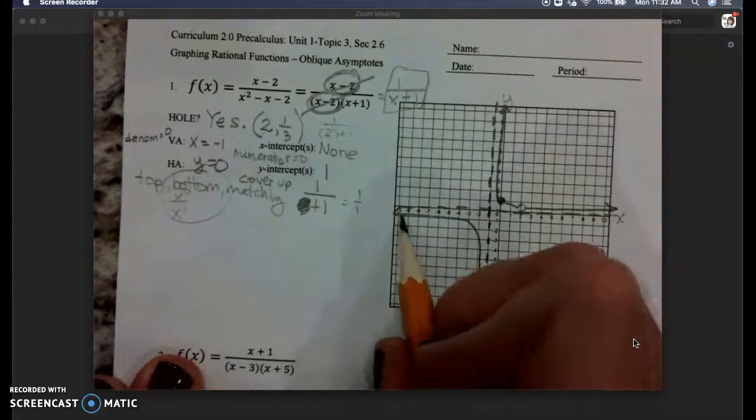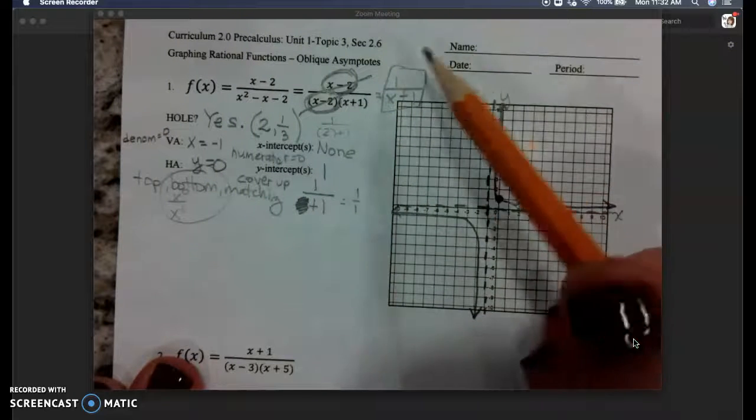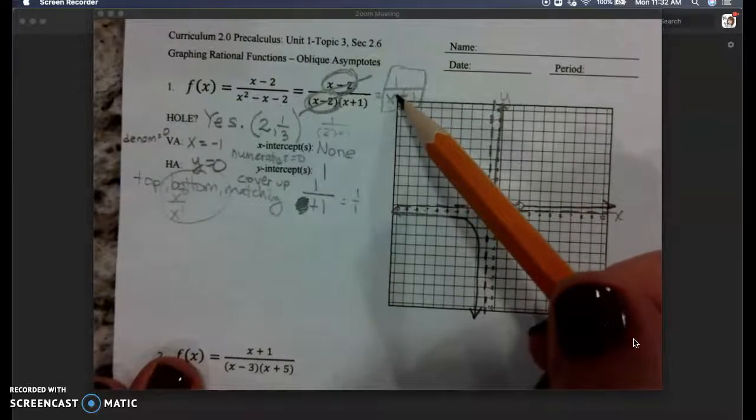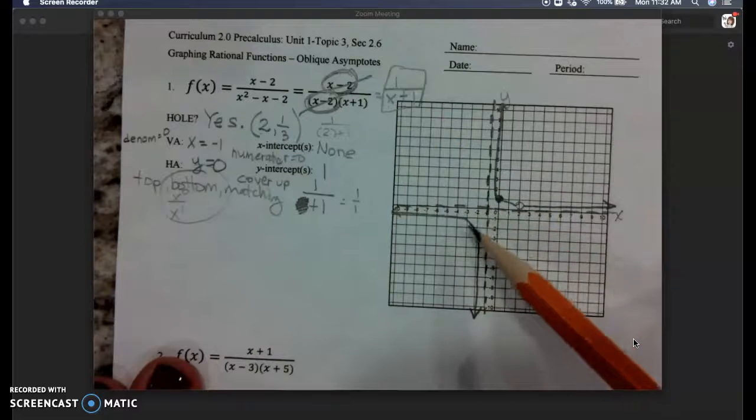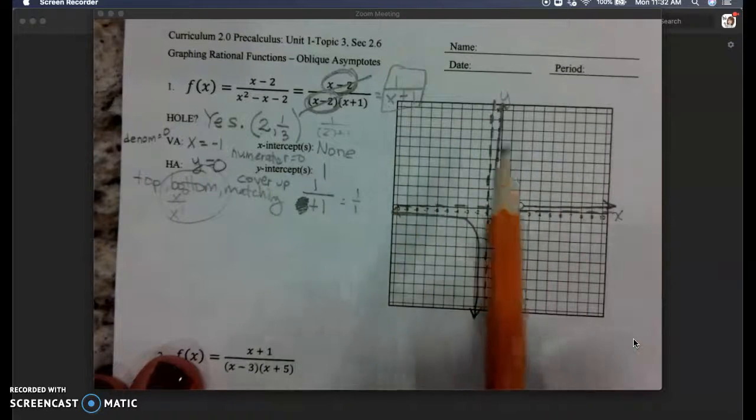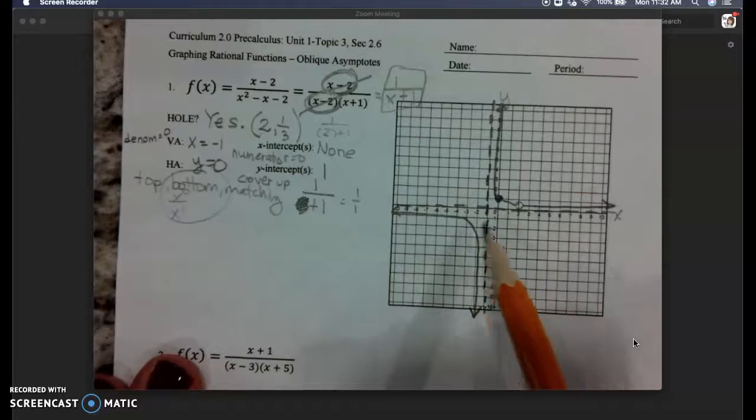Ms. Freibush, how do you know it's diagonal? I know it's diagonal because this x has a power of 1, which is an odd number. And remember, odd will be opposite. Even, Steven, will be next to each other, but odd will be opposite.